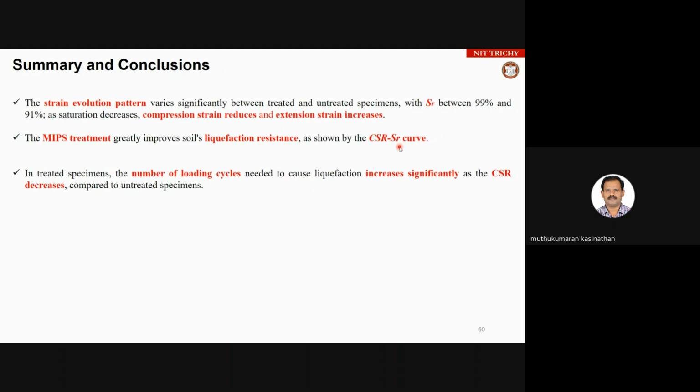Basically, this CSR is a known one: what kind of magnitude are you going to expect in the field? From that you can calculate the value of CSR. For that particular CSR value, what is the required SR value? That is your degree of saturation to avoid liquefaction. So that is our final outcome from this result.